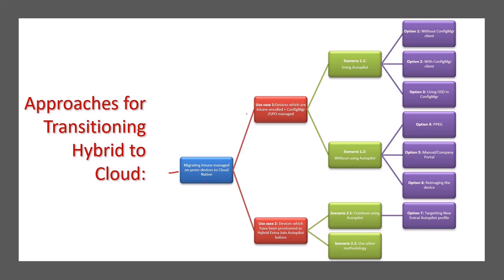Now we have got 2 possibilities here. First possibility is the device that we are trying to migrate is already enrolled to Intune and currently is managed via SCCM or GPO. That is one possibility. The second possibility is if the device that we have right now, which is hybrid Azure AD joined, was hybrid Azure AD joined using a hybrid Azure AD join Autopilot profile. Okay, this is also a use case.